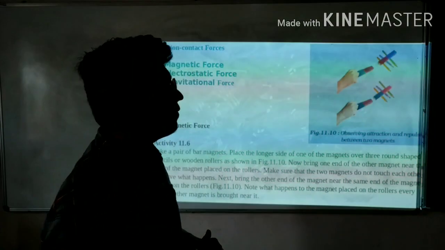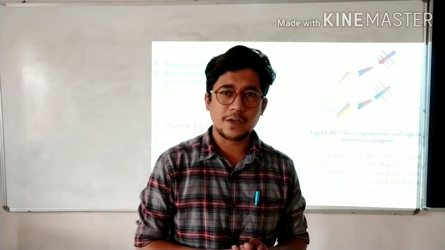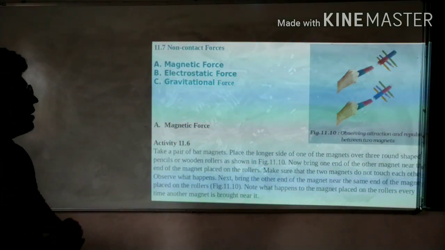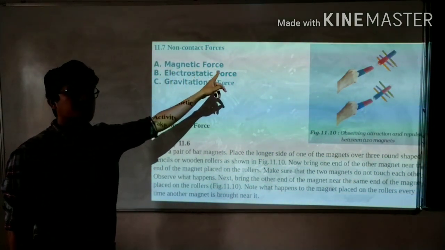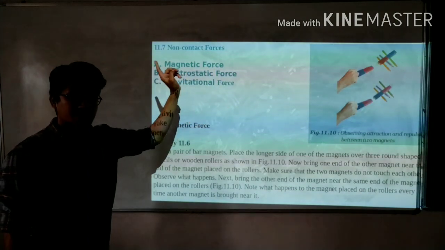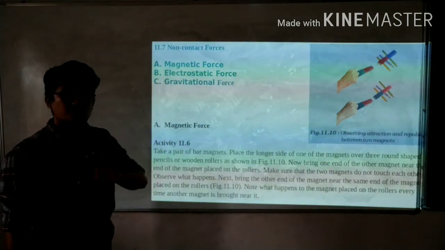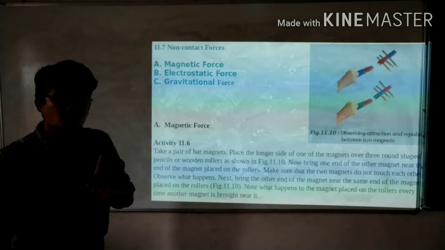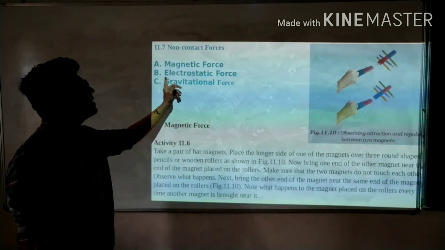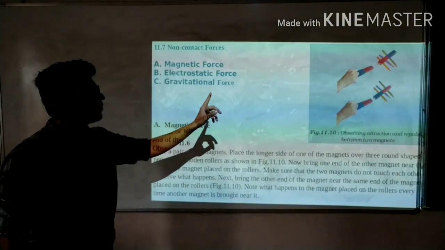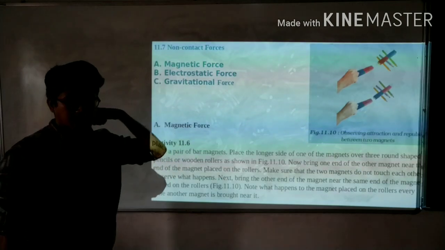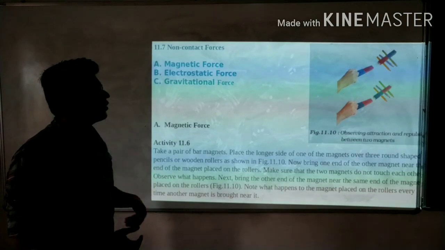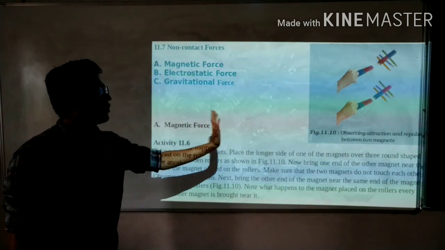So the first force that comes under the topic of non-contact forces is magnetic force. As you can see on the screen, magnetic force is a non-contact type of force. That means to transfer force from one point to another, you don't need any physical contact between the surfaces. Second is electrostatic force and third is gravitational force. We will discuss all these three forces one by one. So the first force we have is magnetic force.